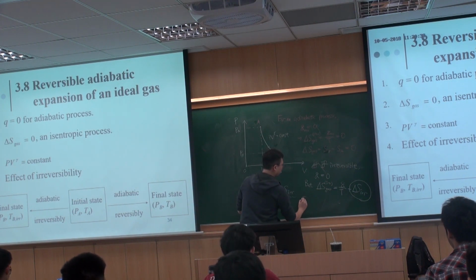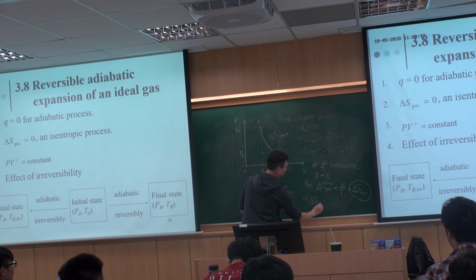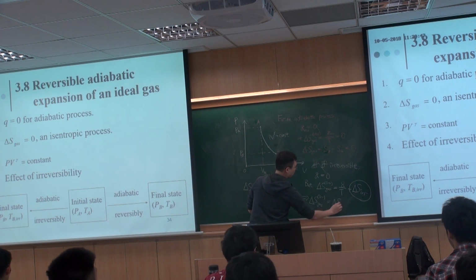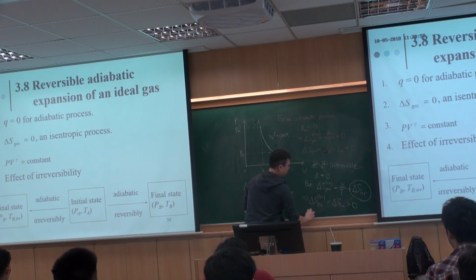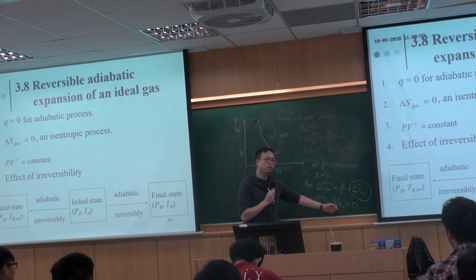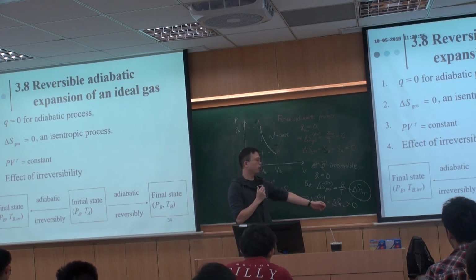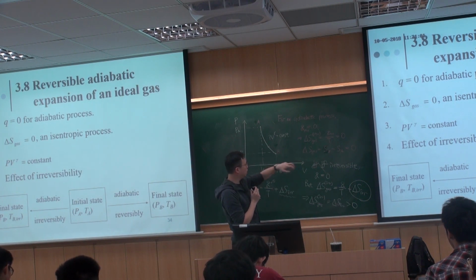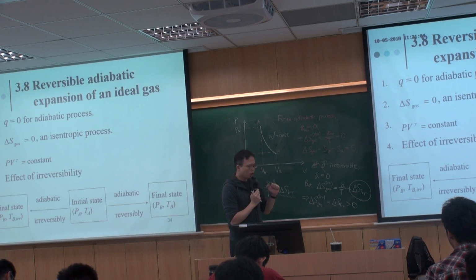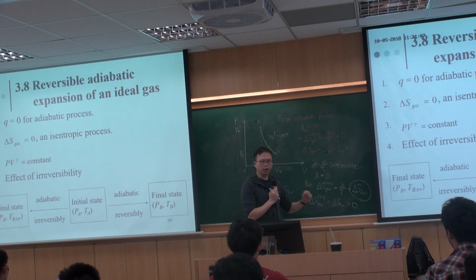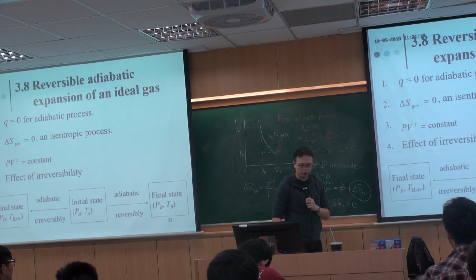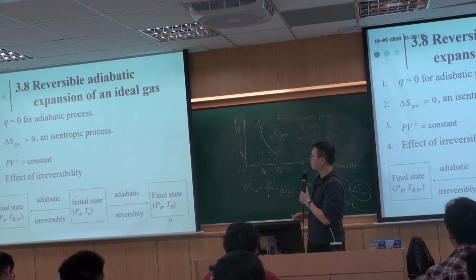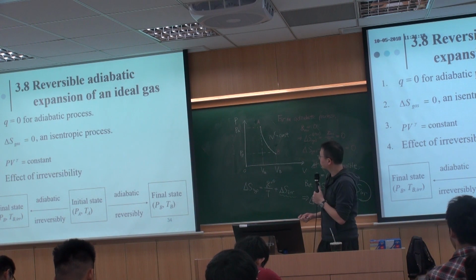Therefore, delta S of the gas for the irreversible process will have this extra term coming from the irreversibility. So it's greater than 0. Well, for a reversible adiabatic process, it should be 0. And because of this, we know that there must be a change and a degradation of work into heat, and that will further heat up the gas.